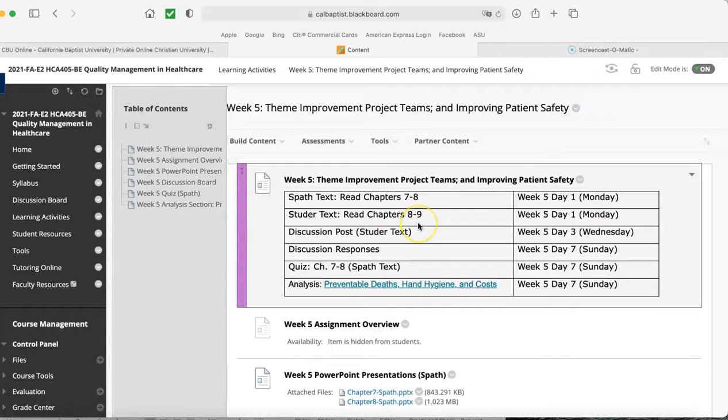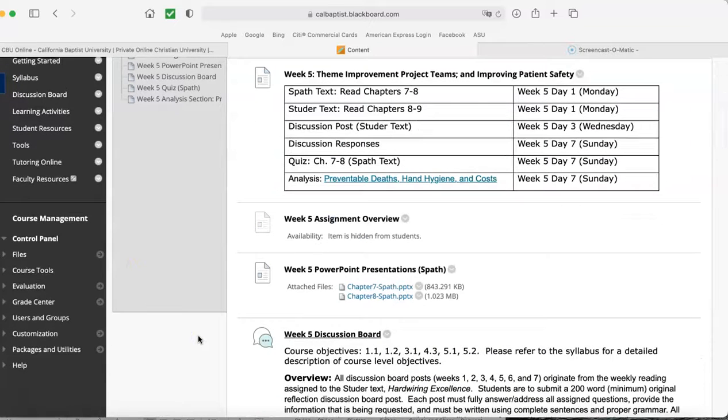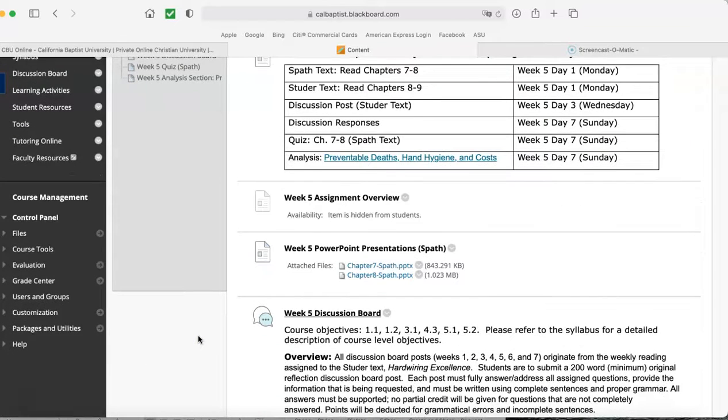You have some reading in your Spaith text, read chapters 7 and 8. Your Studer text, you're reading chapters 8 and 9. You do have a discussion board this week, so remember to make your initial post and then your discussion responses on at least 2 of your peers' posts. You also have a quiz on chapters 7 and 8 of the Spaith text this week. And we have some PowerPoint presentations for you to access and go through in addition to your reading.